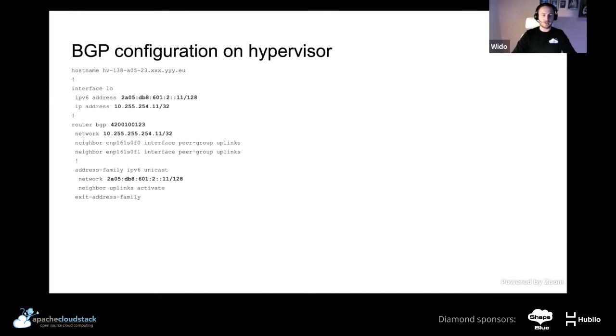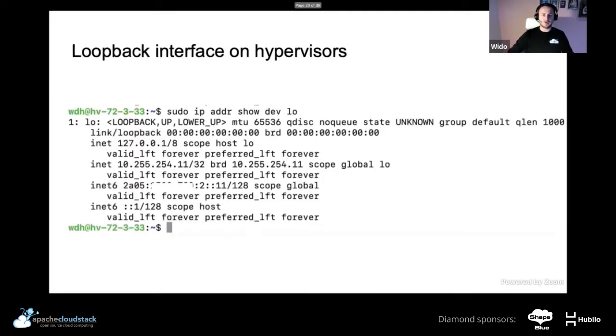And then we have 2 uplinks. So you see the 2 network cards in this case, which are in the peer group called uplinks, and that's what we use to talk BGP to the rest of the network. Those of you working with BGP might say, hey, I'm missing the interconnect subnet between the hypervisor and the top of rack. How is that being done? Well, I'll get to that in a moment.